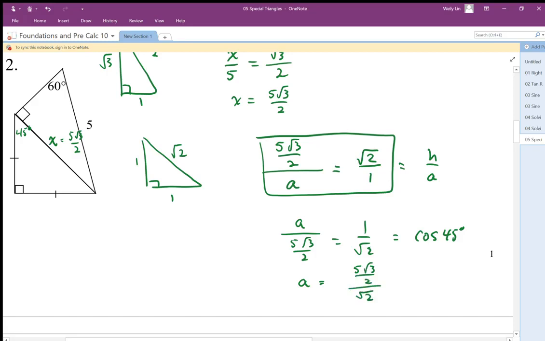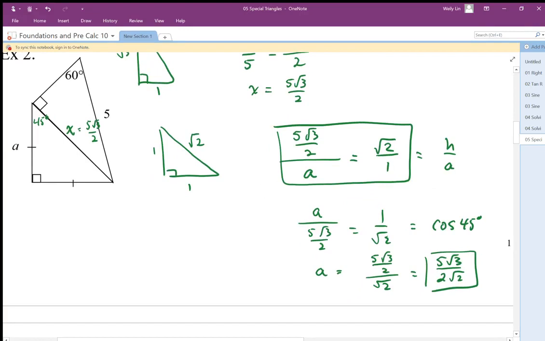Now I didn't really need to do this because in any complex fraction, divide goes on bottom, times goes on top. So this is times root 3, 5 times root 3. That's divide by 2. That's a divide by root 2. So there it is. There's my solution for side A. So side A has a length of 5 root 3 over 2 root 2. And we just leave our answer in that form.